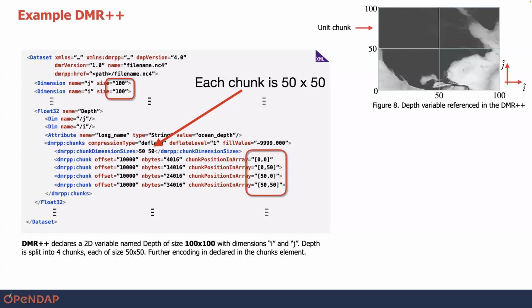So here's another picture that reiterates my 100 by 100 size array with the chunk dimension sizes of 50 by 50. And you can see how it all fits together. And I've noted the two places with little red rectangles there.